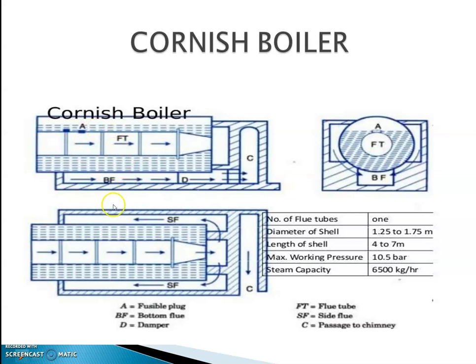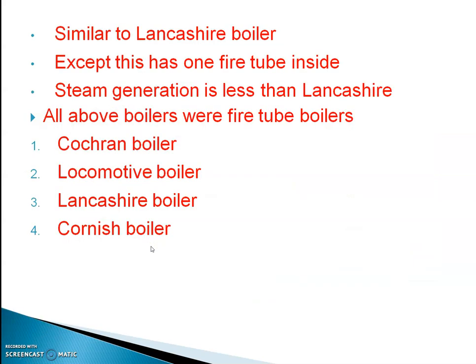The advantage of this type of boiler is that the sediment contained in the water falls to the bottom, where the plates are not brought into contact with the furnace gases. The Cornish boiler is similar to the Lancashire boiler, except that this one has one flue tube inside. The steam generation is less than the Lancashire boiler.